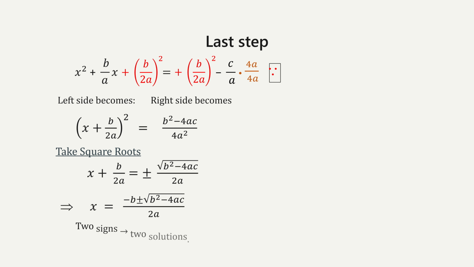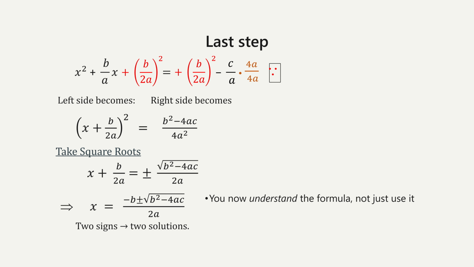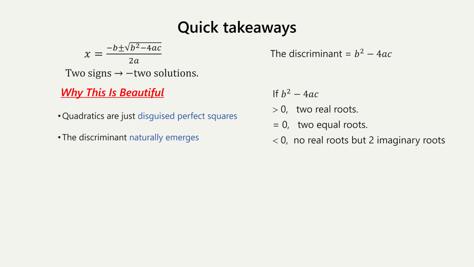And finally, transfer the term b over 2a to the right side, and you get that famous quadratic formula: x is equal to minus b plus or minus the square root of b squared minus 4ac, and this whole divided by 2a. You now understand the formula, not just use it. It's no longer magic, it's fully derived. This derivation beautifully shows that every quadratic equation is hiding a perfect square inside it.